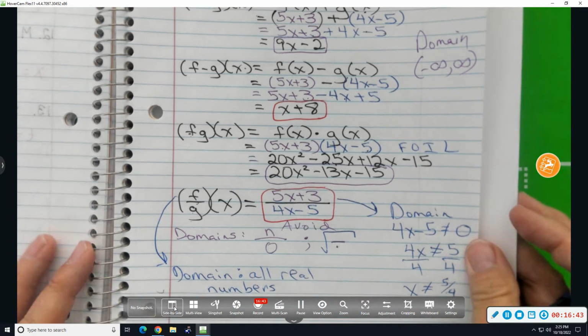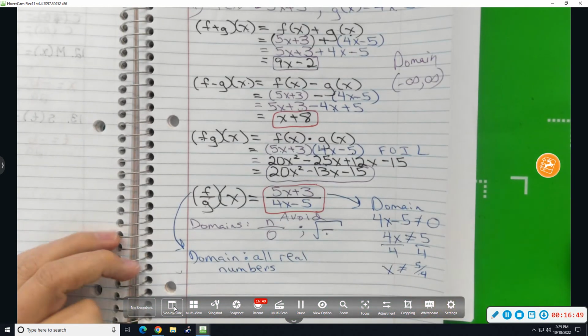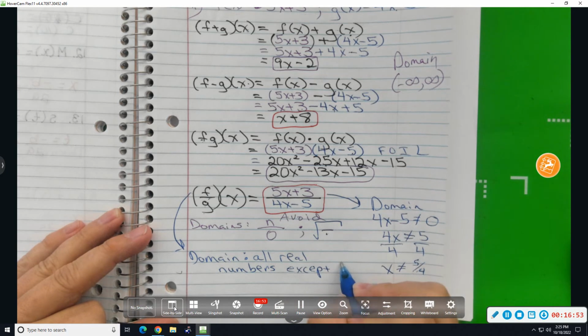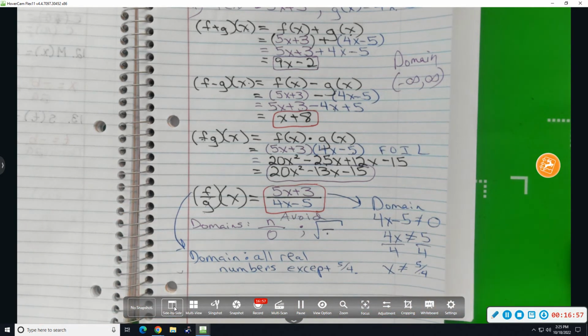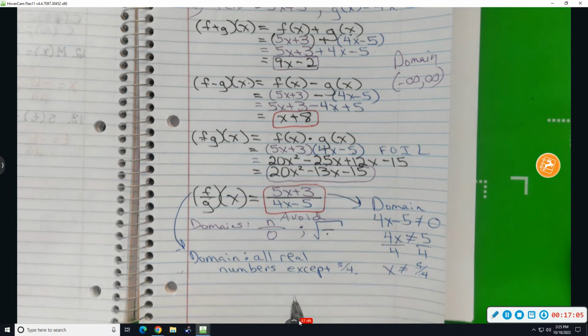Oh, I gotta go. Hold on. I'm going to zoom there. All real numbers except 5/4. And so don't forget to drop down the 2 on. Remember you could click the thing to make it go away. Oh, I can do that. Thank you, Jacob. There. Okay.